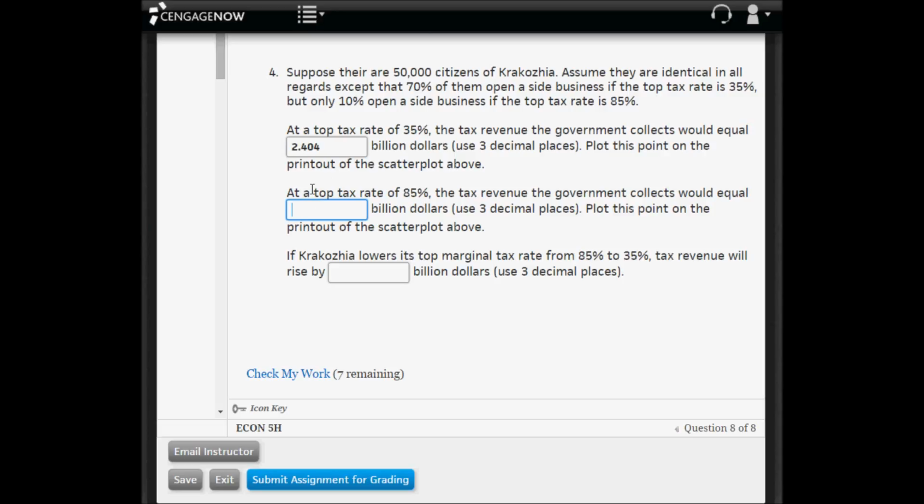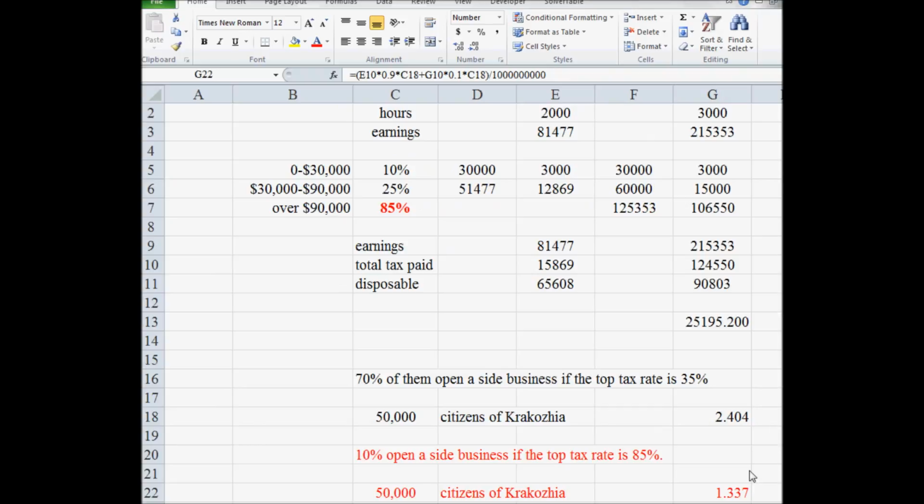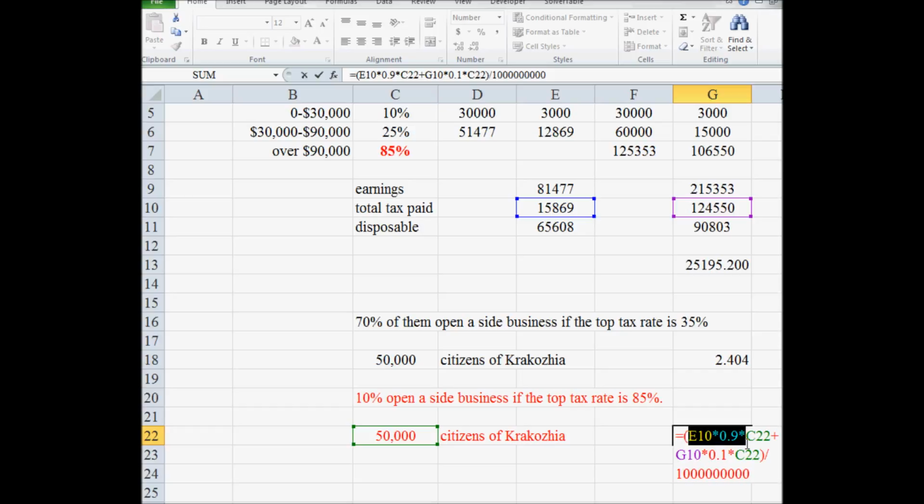In this other scenario, at a top tax rate of 85%, the tax revenue the government collects would equal $1.337 billion. Now, how did I get that? This first part is the amount of tax that the 90% of 50,000 citizens pay when the top marginal tax rate is 85%. 90% of citizens will not open a side business at that high tax rate. It's just not worth it for them.